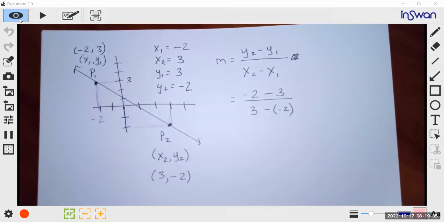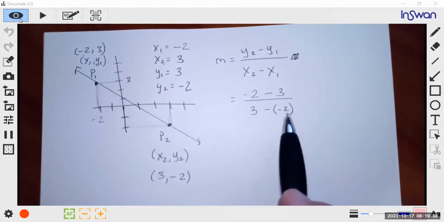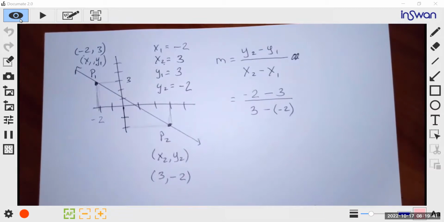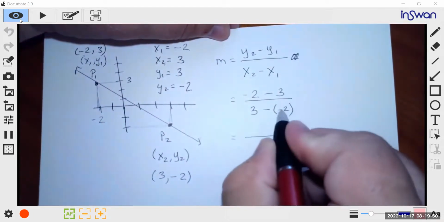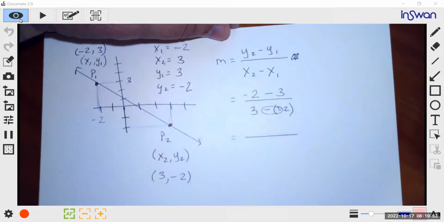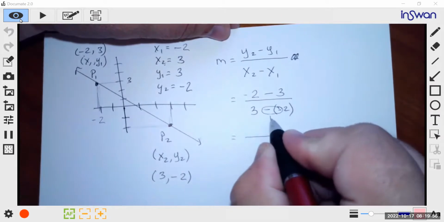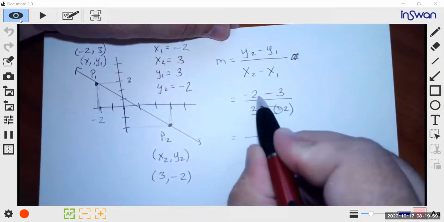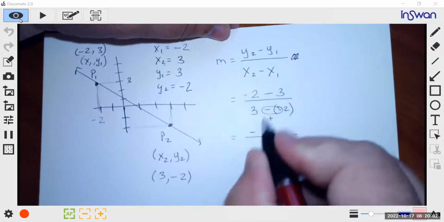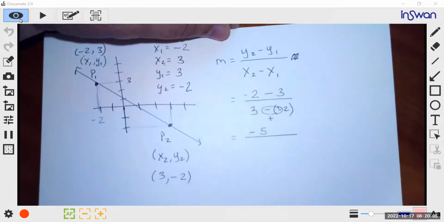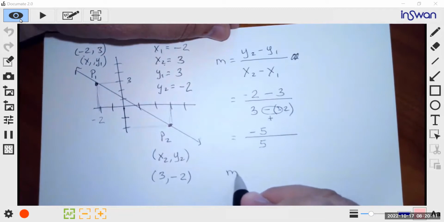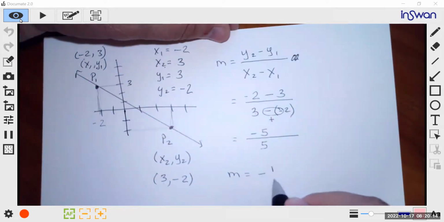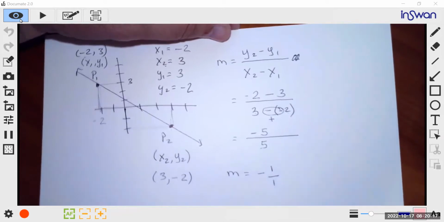Whenever you have a negative number and you're plugging in, always put parentheses around it, because we have to separate those two signs for right now. And we know here, negative times a negative becomes a positive. So we have -2 minus 3. They're both negative, so the answer is negative. 2 plus 3 is 5. 3 plus 2 is 5. So our slope is -5 over 5. Actually, it's -1 over 1.